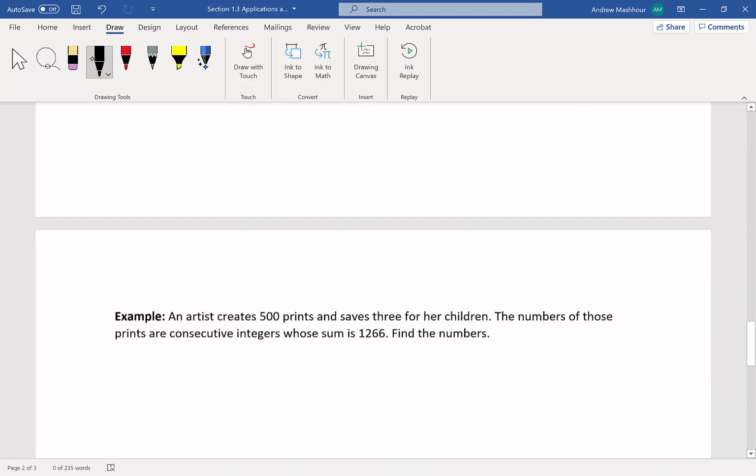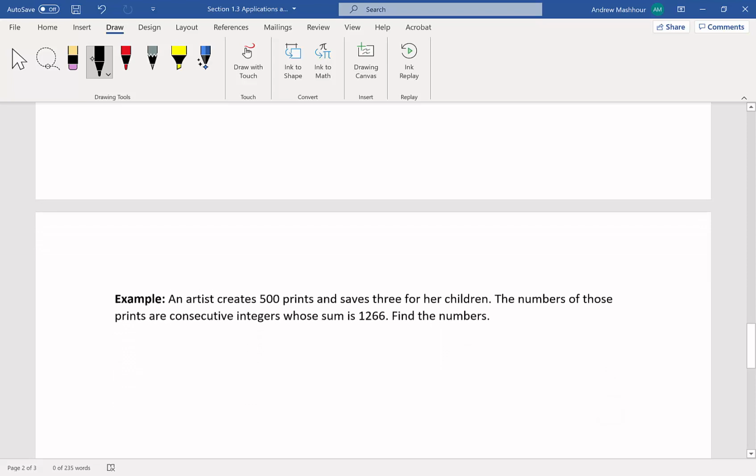Okay, next example, this one's a little bit different. It says an artist creates 500 prints and saves 3 for her children. The numbers of those prints are consecutive integers whose sum is 1,266. Find the numbers. We're given that these 3 numbers are consecutive integers. Consecutive integers means one right after the other, so for example, 5, 6, 7.